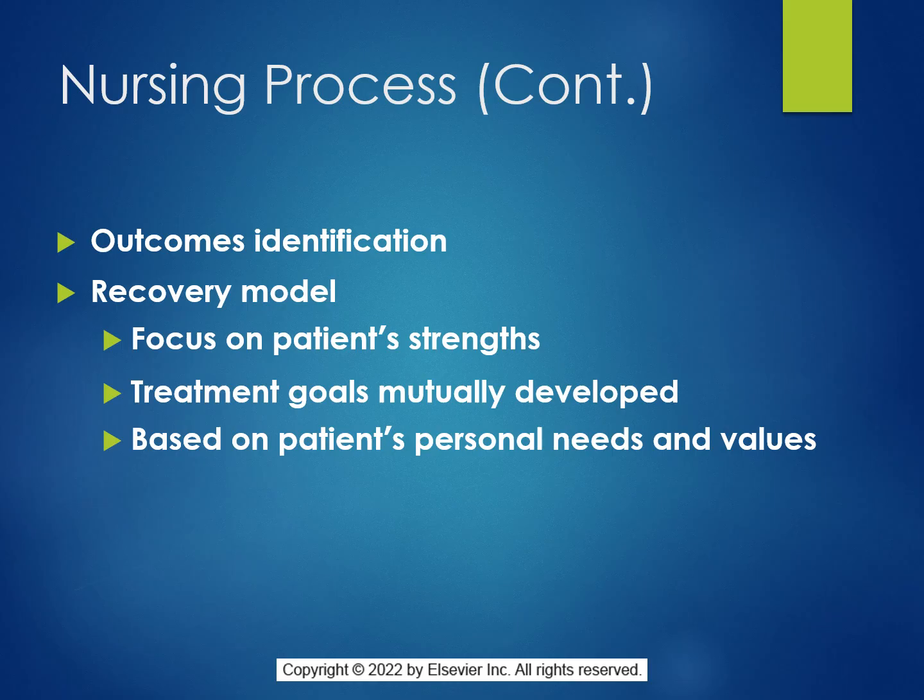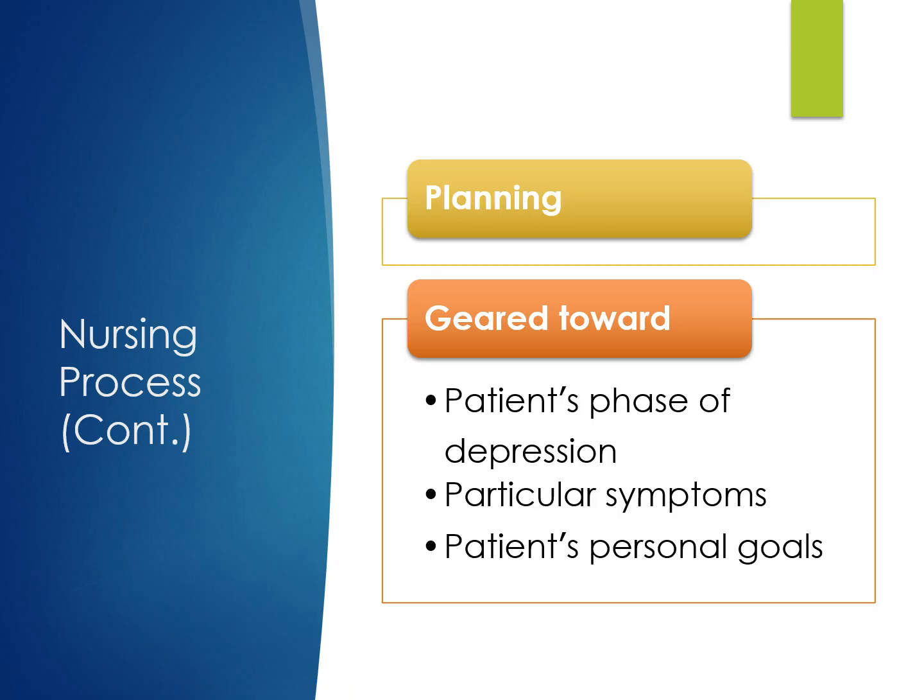Outcomes identification: the recovery model. Modern mental health focuses on the recovery model, which means that the focus is on the patient's strengths, collaborate with the patient, develop the goals together, and care should always respect the patient's values and their preferences. So the planning as part of the nursing process is geared toward the patient's phase of depression, the particular symptoms, and the patient's personal goals.